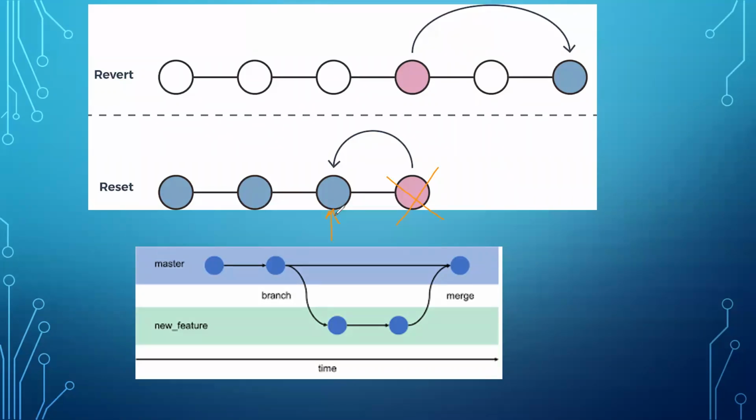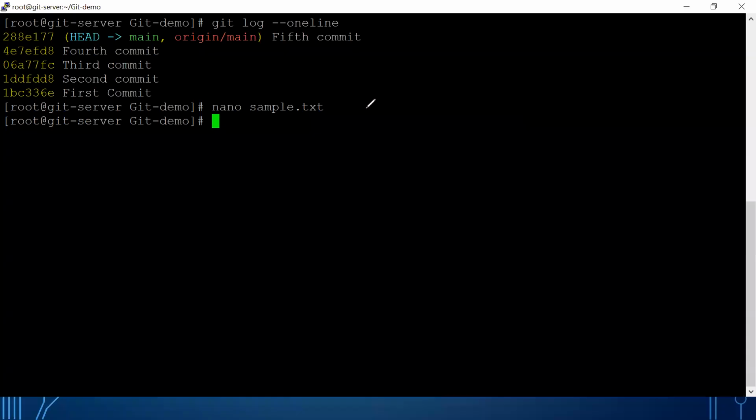Okay, so let me just show you how we can do this. In my scenario, the current head is pointing to this guy. But I realize that this is wrong. So I want to completely take this off. There should be no trace, no record of this. And the head should automatically point here, 4E, whatever you have. Okay, so this is what I am trying to do.